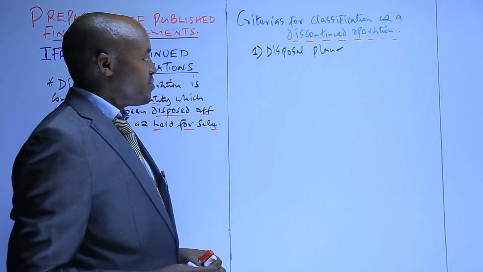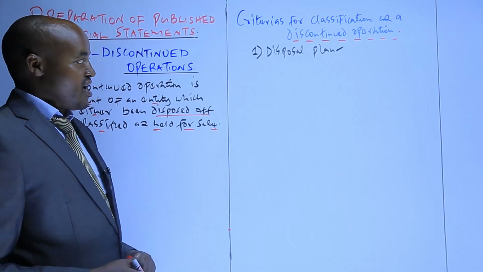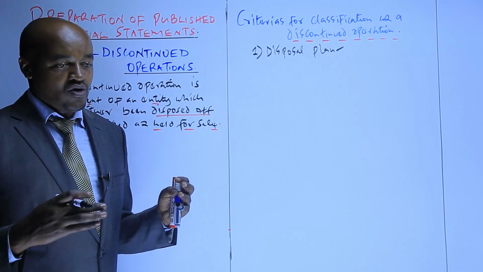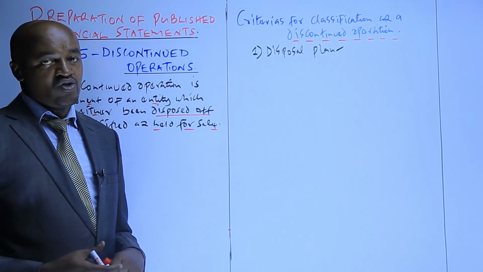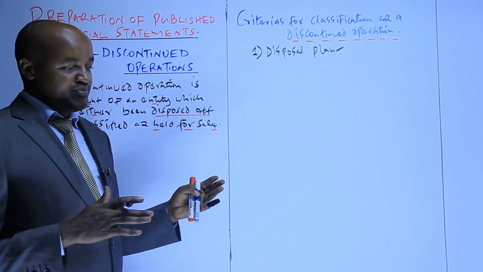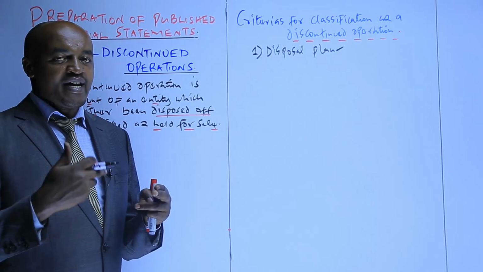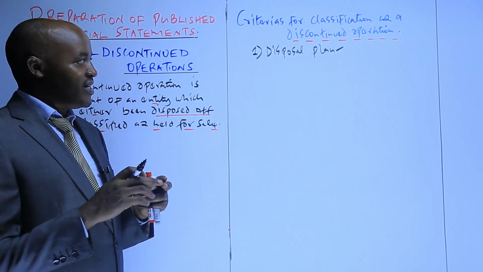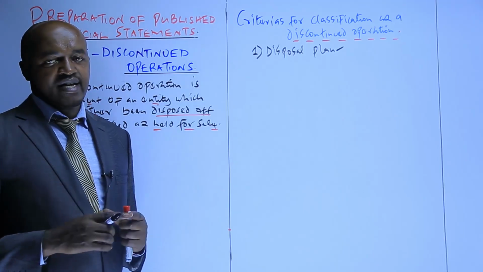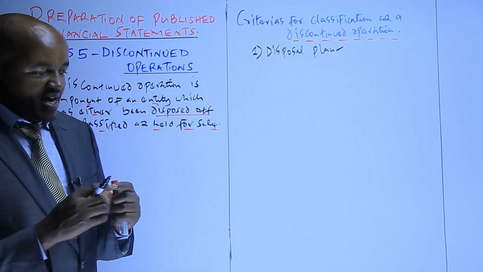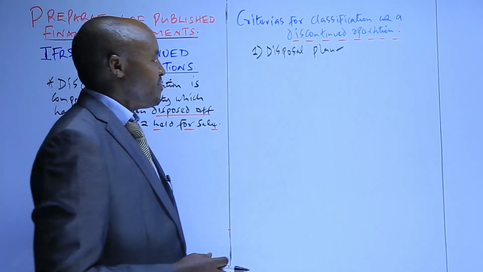So when we talk about a disposal plan, this is where the management of an organization or even the directors of the company have made a decision that one of the components or one of the assets needs to be sold. Once such a decision has been made, that particular asset will be classified as held for sale. And in topic number one, we looked at how such an asset should be accounted for once it has been classified as held for sale. What are the accounting implications of such a decision by the management of the company?